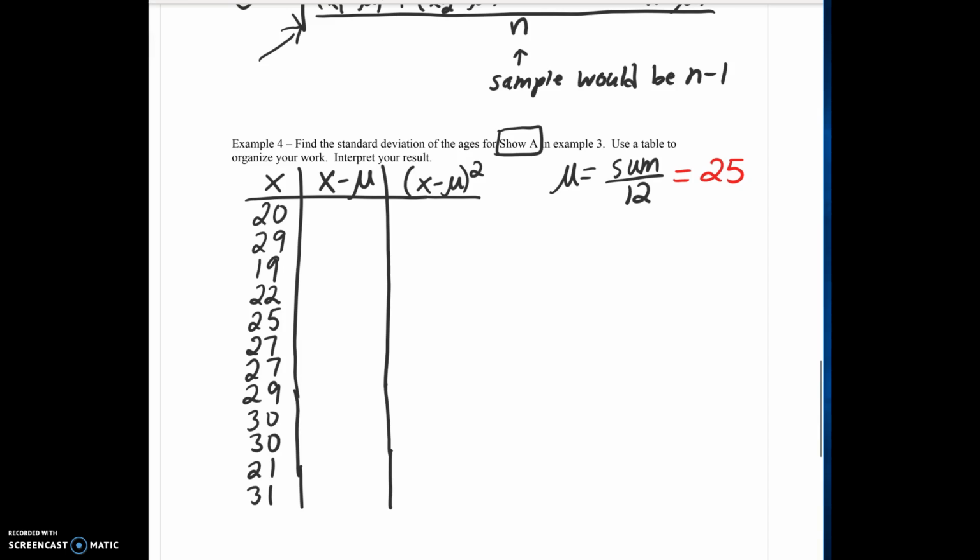And then we're going to subtract 25 from each of these. So the difference between 25 and 20 is 5. I'm just going to put 5 here. So I'm kind of doing the absolute value. Technically it's negative 5, but since we're going to square it and make that 25 anyway, it's really just the difference that we're looking for. And then 4, 6, 3, 0, 2, 2, 4, 5, 5, 4, and 6.